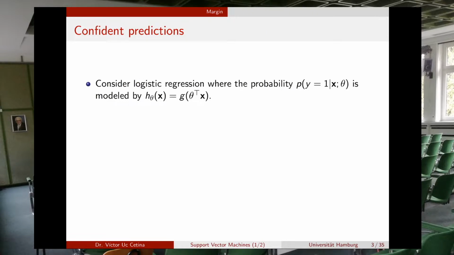So consider logistic regression, where the probability of y equals 1 given x with parameters theta is modeled by a function h of x, where this h will be the evaluation of another function g of the dot product of the parameter vector and the input vector. So this g we are considering it to be the sigmoid function.